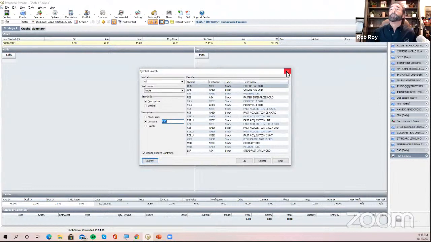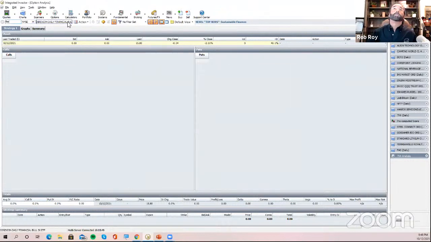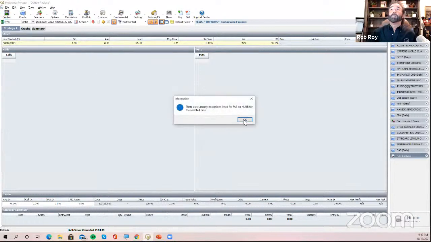Let's see what happens here. Try a different market. It trades on multiple markets, but primarily we'll see if there's information here on the MX. No options. All right, well, okay. That ends that scenario.